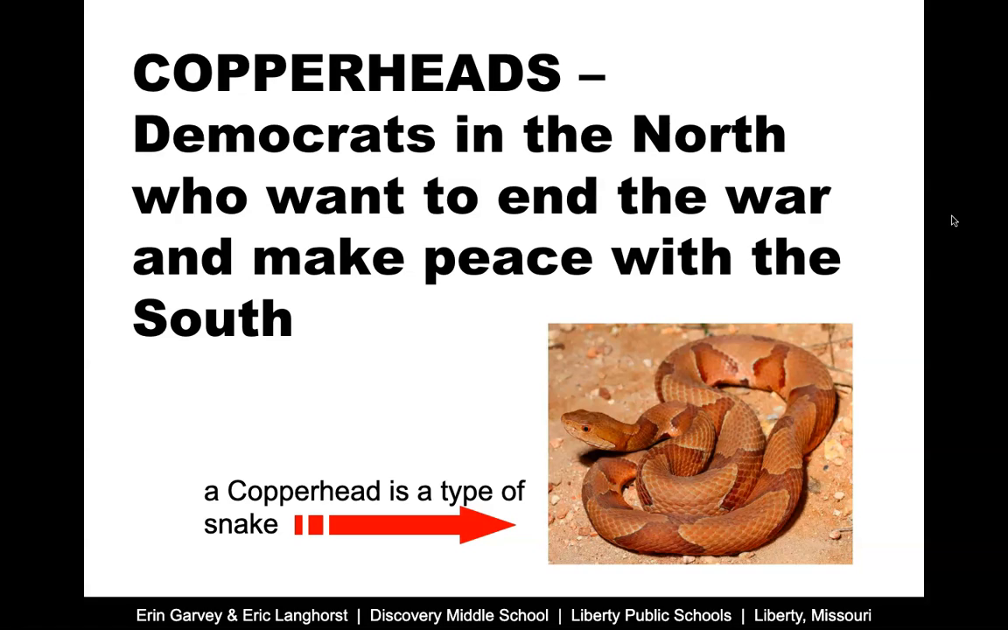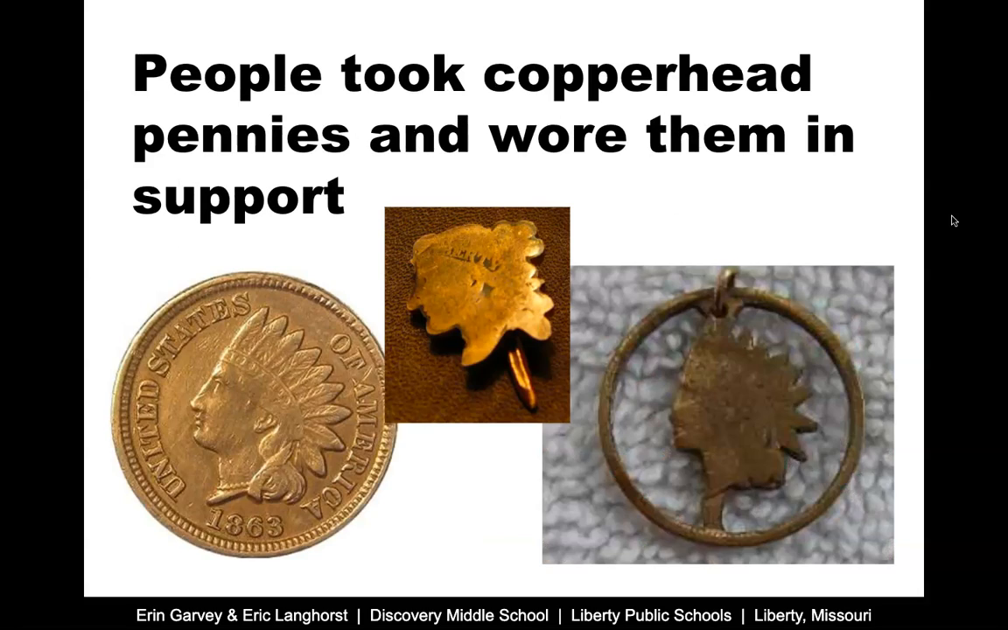Again, we talked about the anaconda a little bit earlier. A copperhead is kind of a shifty kind of snake. So people began to call the Democrats that wanted to end the war, if they didn't like them, they started calling them copperheads, kind of like that they were being shifty and sneaky. What happens is the people that are being called the copperheads actually begin to embrace that name.